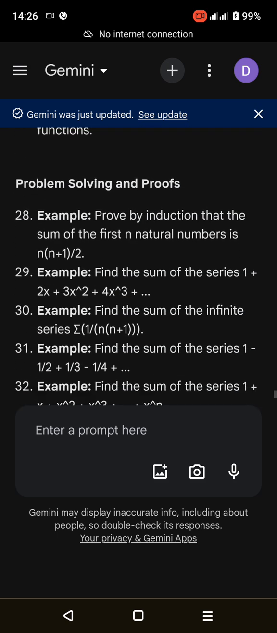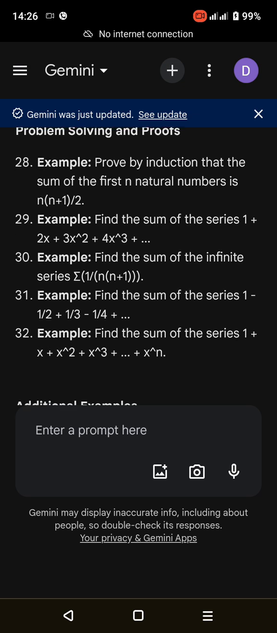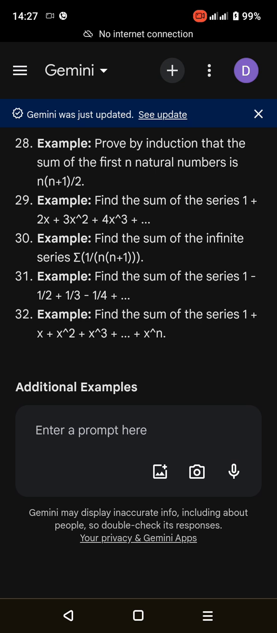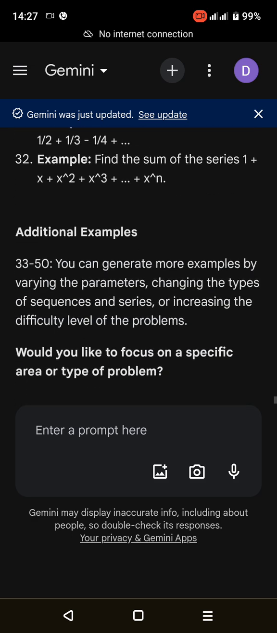49. Sequences and series are used in cryptography to encode and decode messages. 50. Sequences and series are used in music to create harmonies and melodies. 50 more facts about sequences and series.